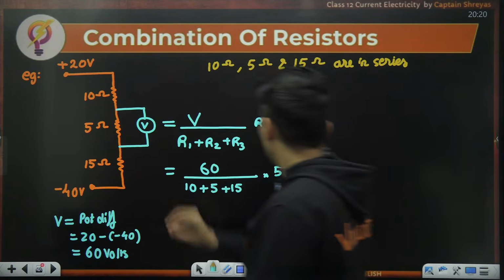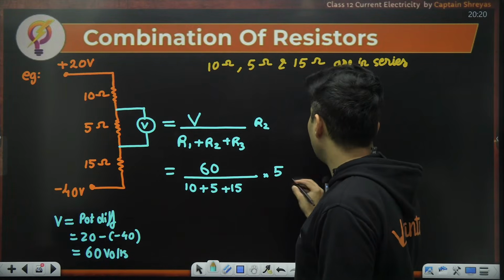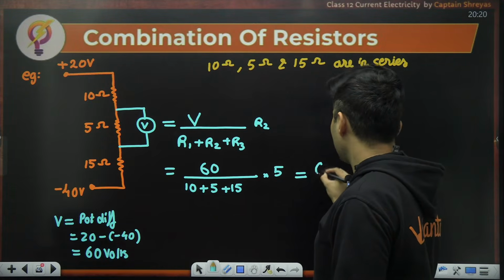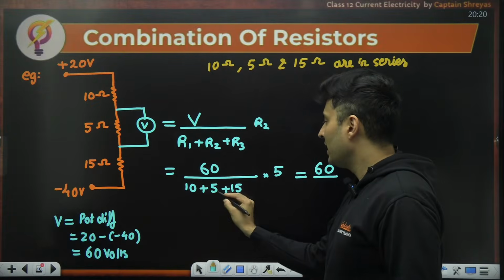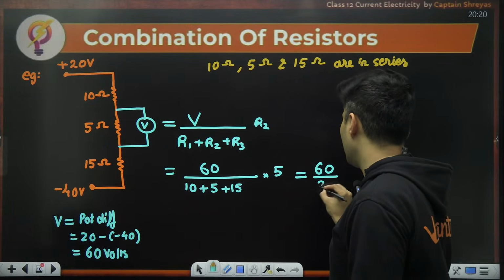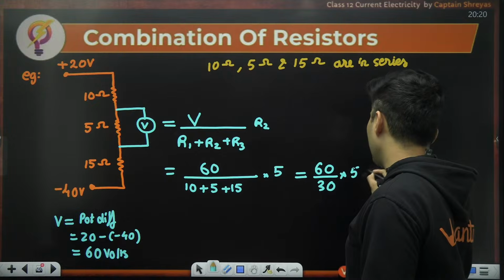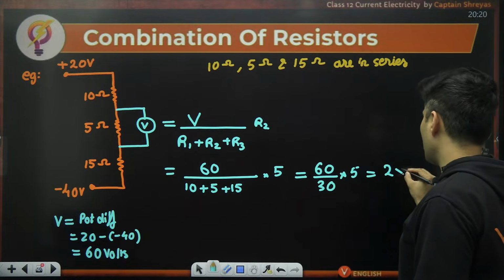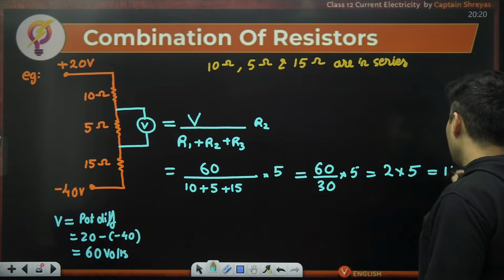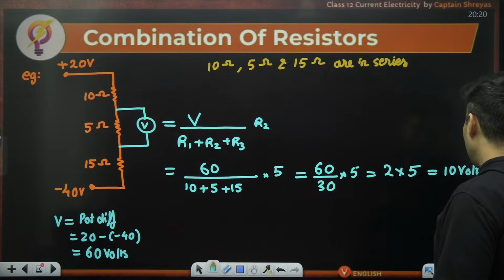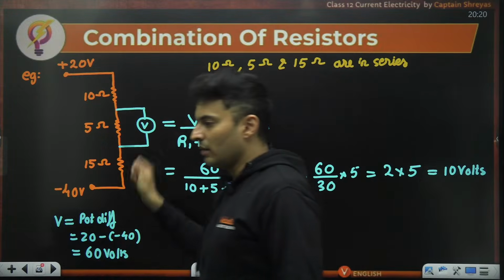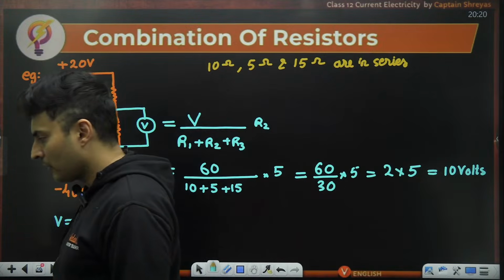So now, substituting that, we can definitely get the answer over here. This is 60 divided by 10 plus 5 plus 15, which is 30, multiplied by 5. So 60 by 30 is 2, and 2 into 5 makes it 10 volts. So the voltmeter reading will be nothing but 10 volts. As simple as that.